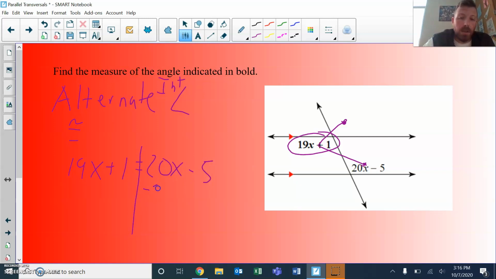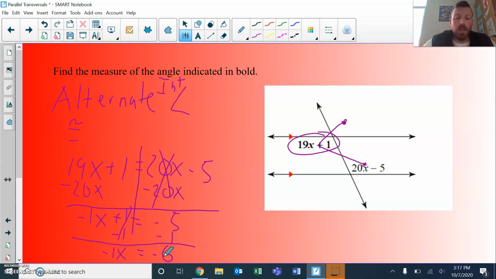So I always say take your x's to the left. So boom, take it over there. So we're going to subtract it because it's positive. Boom. So that gives me negative 1x plus 1 equals negative 5. Subtract 1. Again, always use your calculator just to make sure you guys have this right, because you want to make sure that your numbers are correct. So then divide by negative 1.